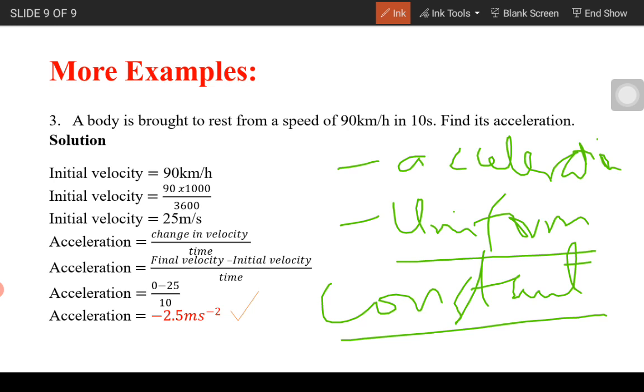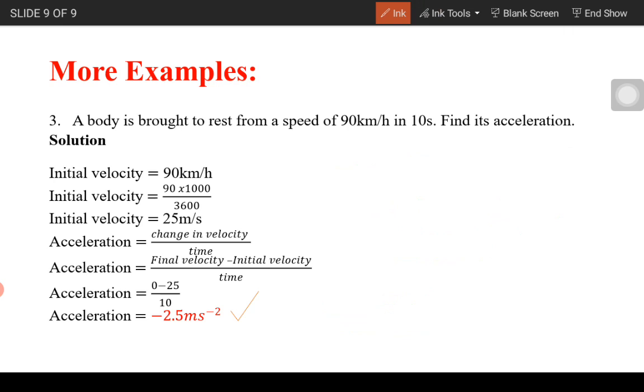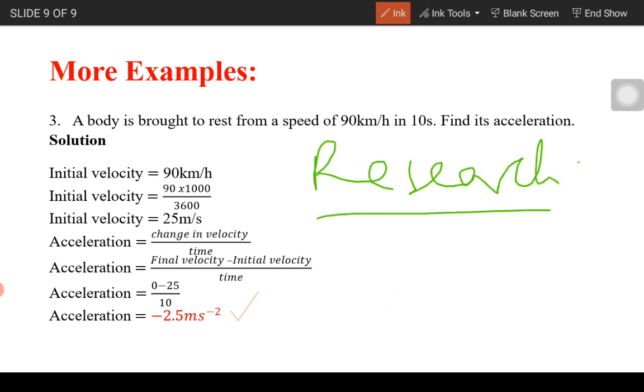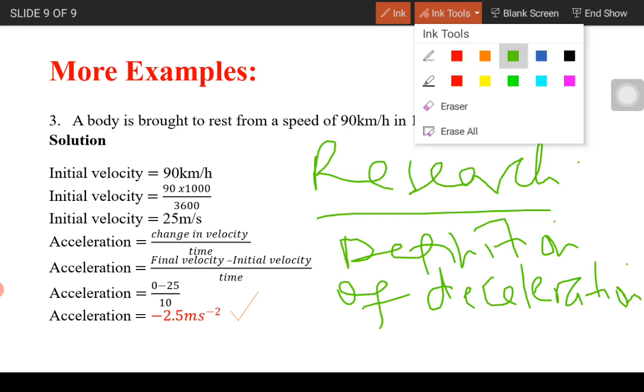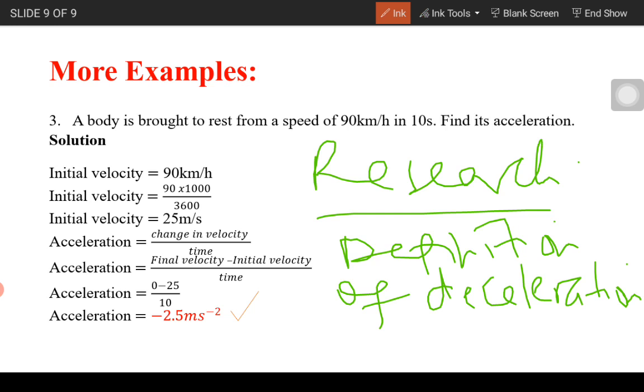Now I'm giving you a simple assignment to go and research. The research I'm giving you is to go and look for the definition of deceleration. I want you to look for the definition of deceleration, and that marks the end of our tutorial.